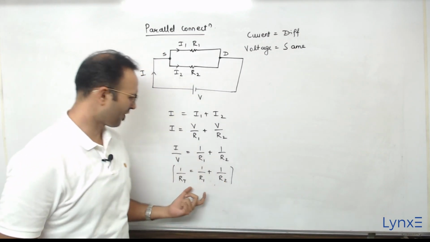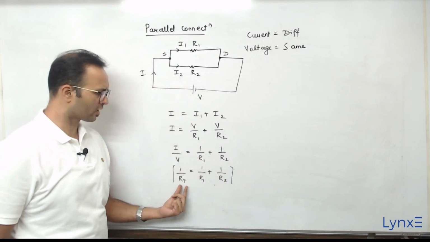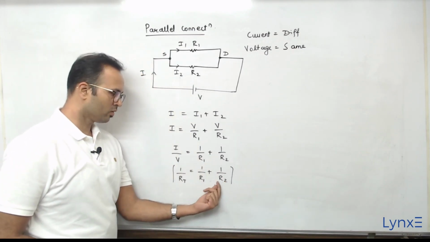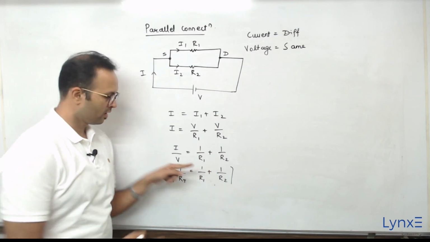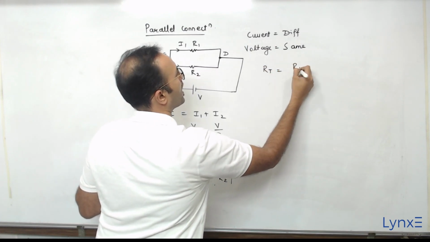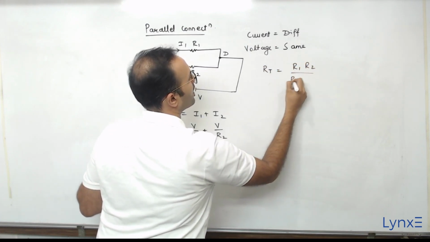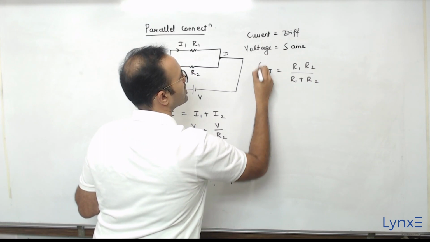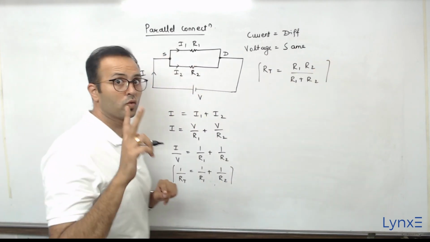Now you can just simplify it. If suppose you want R total, what is the LCM here? R1, R2, and cross multiply: R1 plus R2. Then the inverse of that, your R total will be R1 R2 divided by R1 plus R2. Now this is the formula for R total for two resistors.